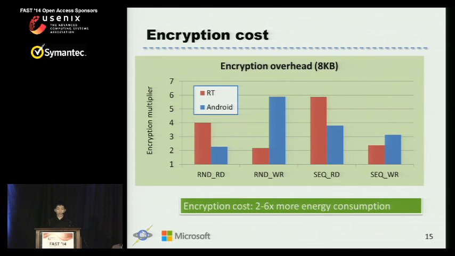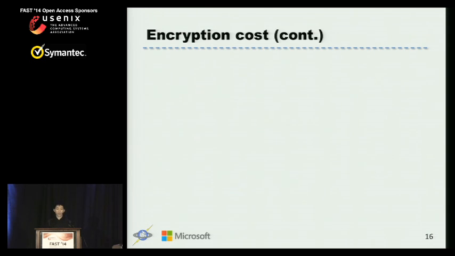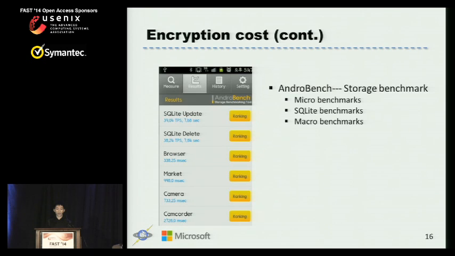And this is only the result for the micro benchmark. We also have the real benchmark result. So we use what's called Android bench. It is a representative storage benchmark on Android. It consists of some micro benchmarks, and some real benchmarks like SQLite or some other applications you can see from here, like browser or any other things.